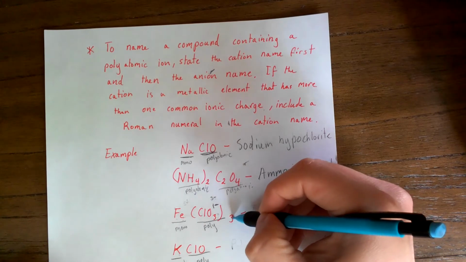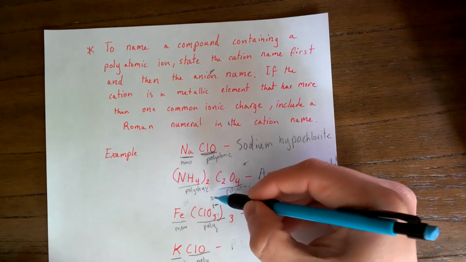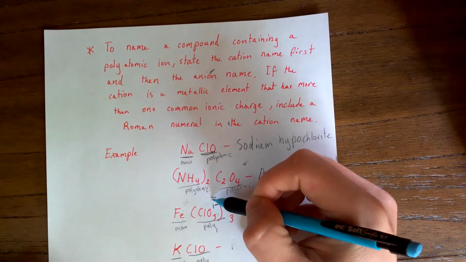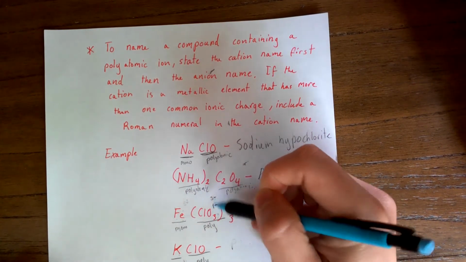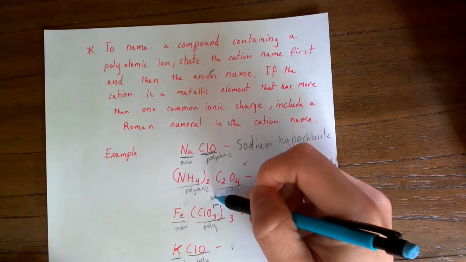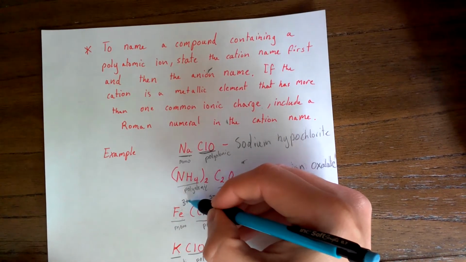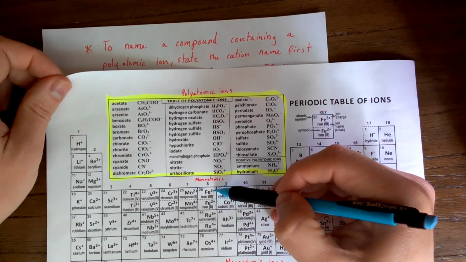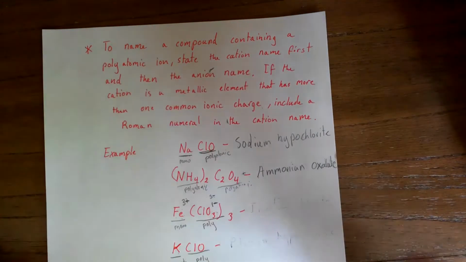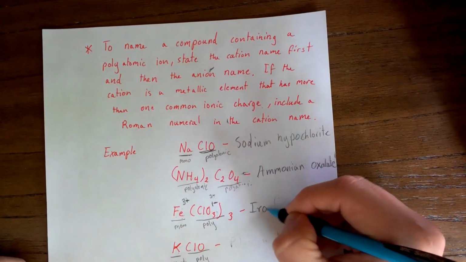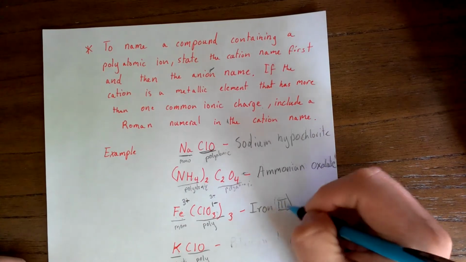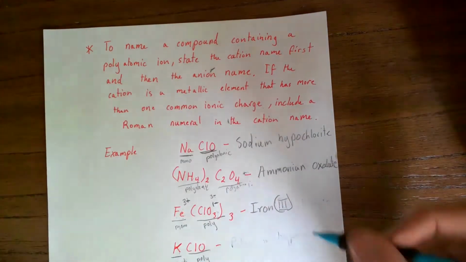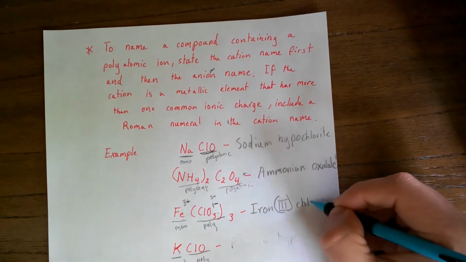But notice that we have 3 of them. So 3 times -1 is -3 overall. So what's going to be the charge of this iron if it has to be neutral? If this polyatomic anion is 3 negative overall, this has to be 3 positive. Okay, so which iron are we going to use? Iron 3+, which is iron Roman numeral 3. So iron Roman numeral 3, and ClO3 is chlorate. So it's iron(III) chlorate.